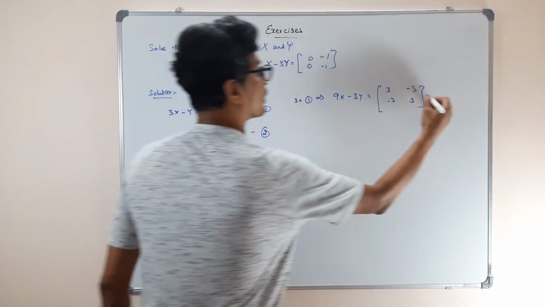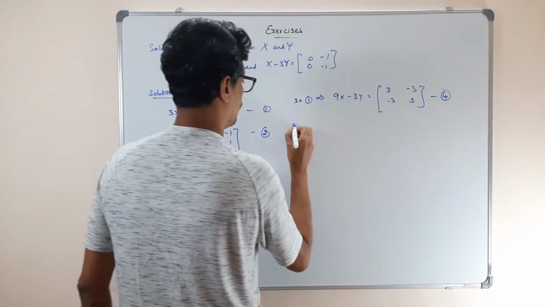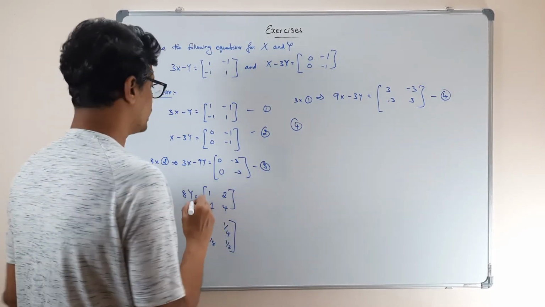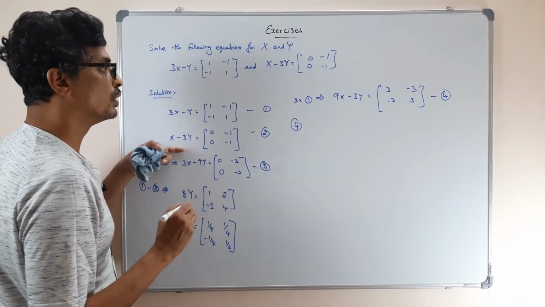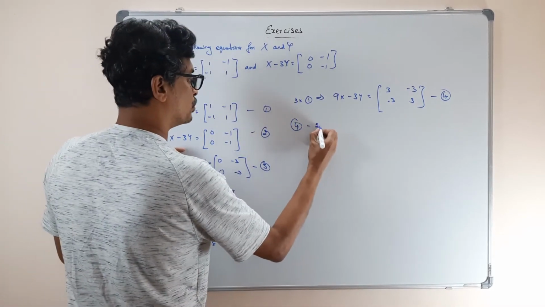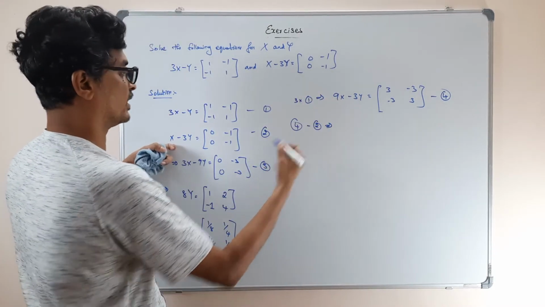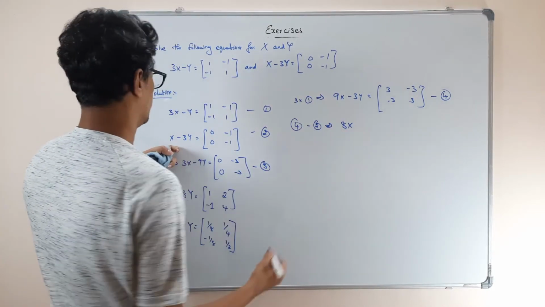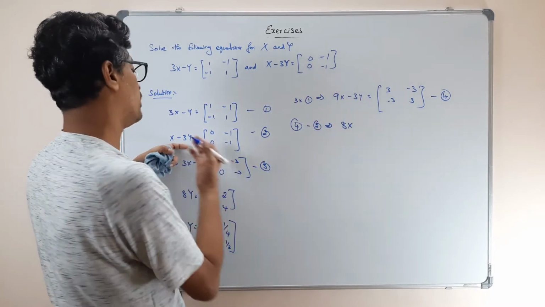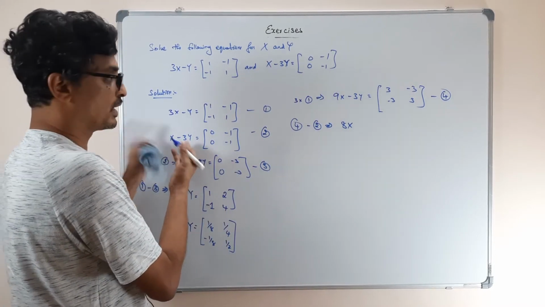So let me call this as 4. 4, I am going to subtract with 2. Am I right? 4 minus 2. What will it be? So 9x minus x, that will be 8x. Correct? Minus 3y minus of minus 3y plus 3y, that is 0.